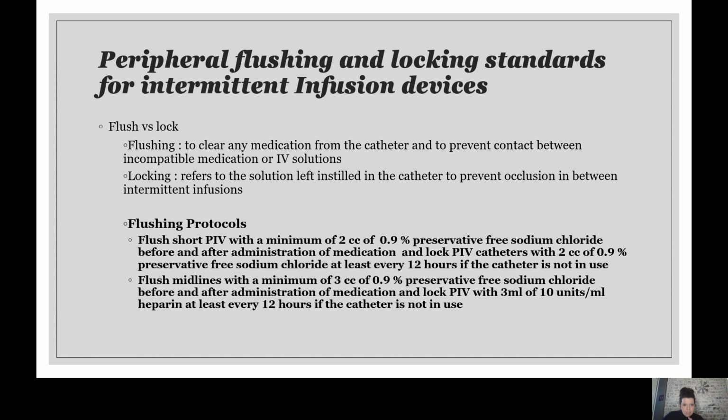people flushing 2 cc's before and after administration of medication, and locking the peripheral catheters with 2 cc's of normal saline every 12 hours if it's not in use. So you should be flushing your catheter at least once per shift, even if it's not in use. And I suggest doing that at the beginning of your shift because you want to know upon starting your day if your patient's IV is patent or if it's not. That helps you to better plan your day and anticipate what you're going to be doing for your patient.